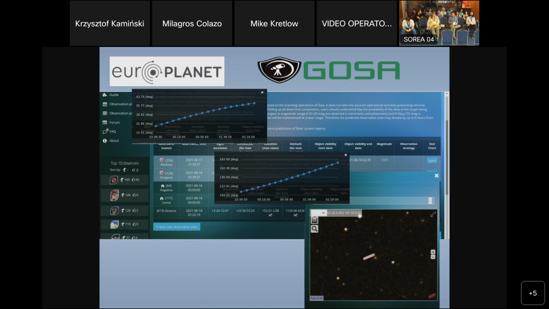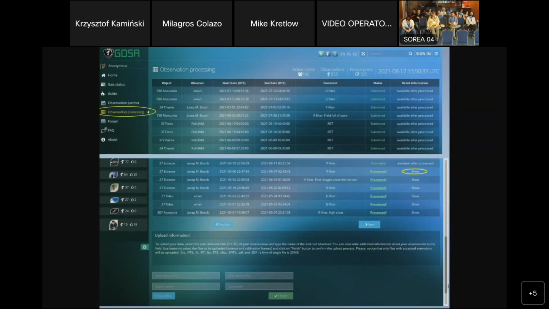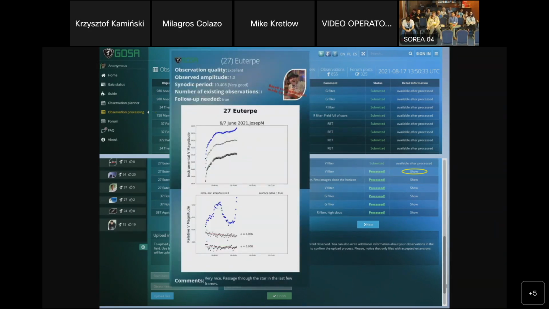So we've got the planner, and we expect that the observer takes observations, and then the observations can be uploaded through the upload panel in our service. If there are new observations, we see that we've got a new set of data, and then the data are reduced and photometry is done by people in our observatory, mainly by me. Then observers can see what they have produced. They can see the nice light curves from the data they have provided to us.